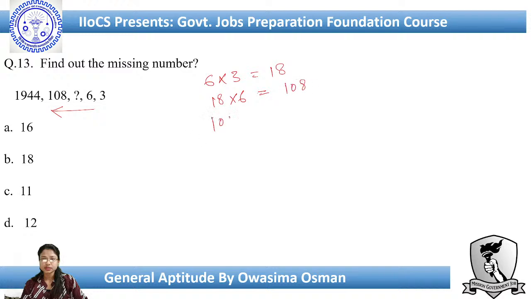108, and 108 into 18 will get 1944. So here the pattern followed is that, if we calculate from the reverse side, every number is the product of the next two numbers. So our answer will be 6 into 3, that is 18, option B.